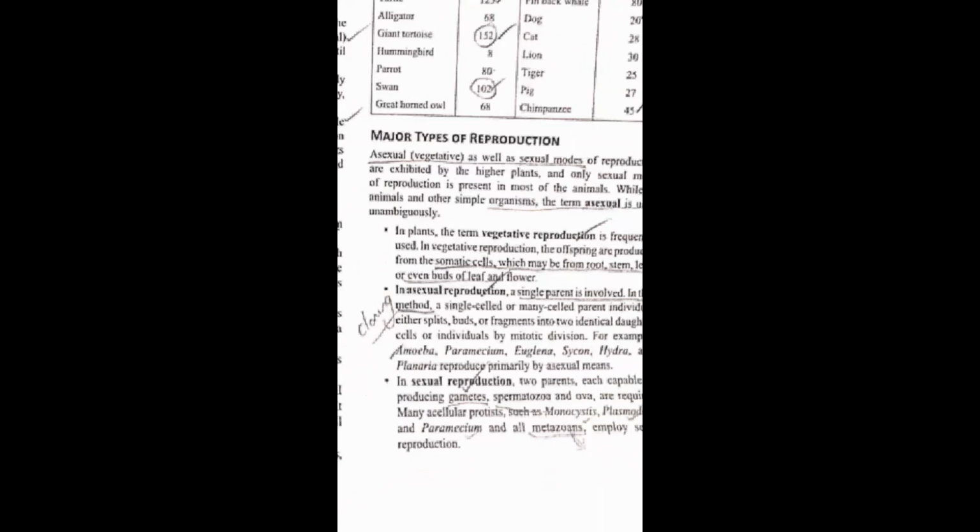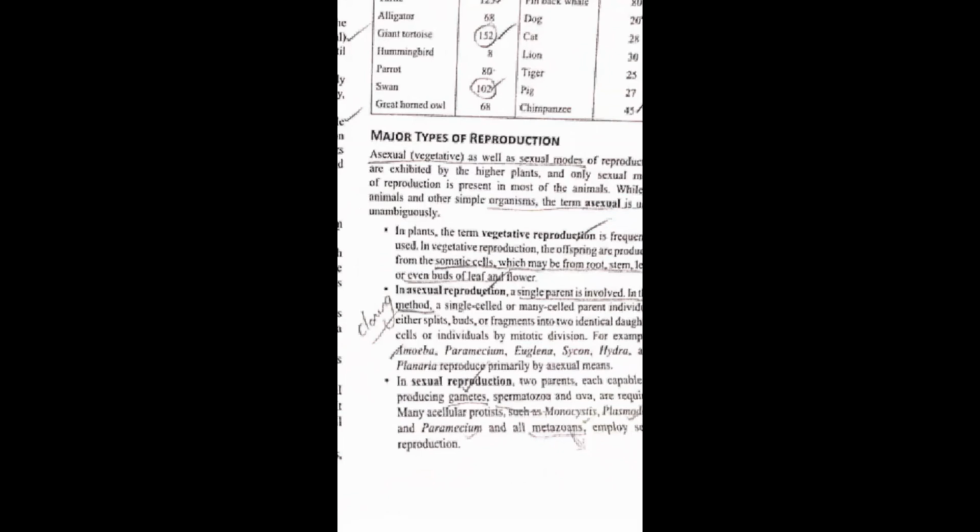Then we'll pass on to the next topic, the major types of reproduction. What is the meaning of major types of reproduction? Reproduction is basically divided into three categories. One is called vegetative reproduction, another is asexual reproduction, and the third is sexual reproduction. These three are mostly present in living organisms.